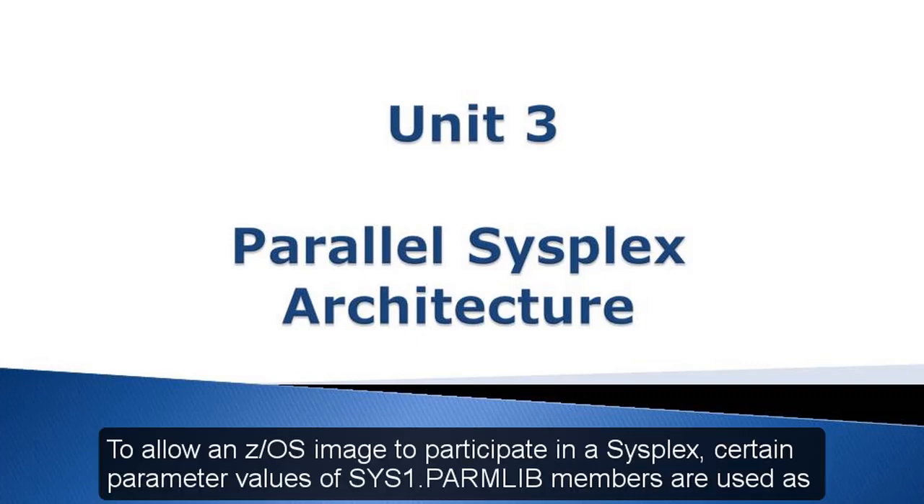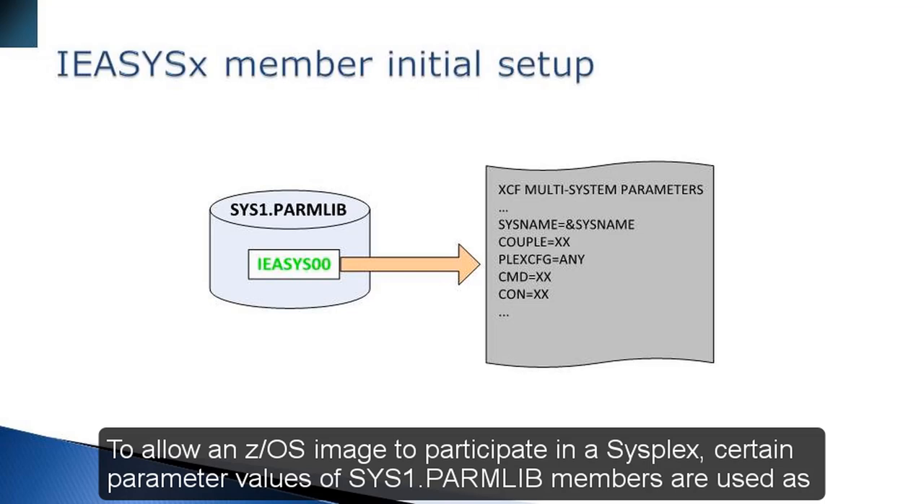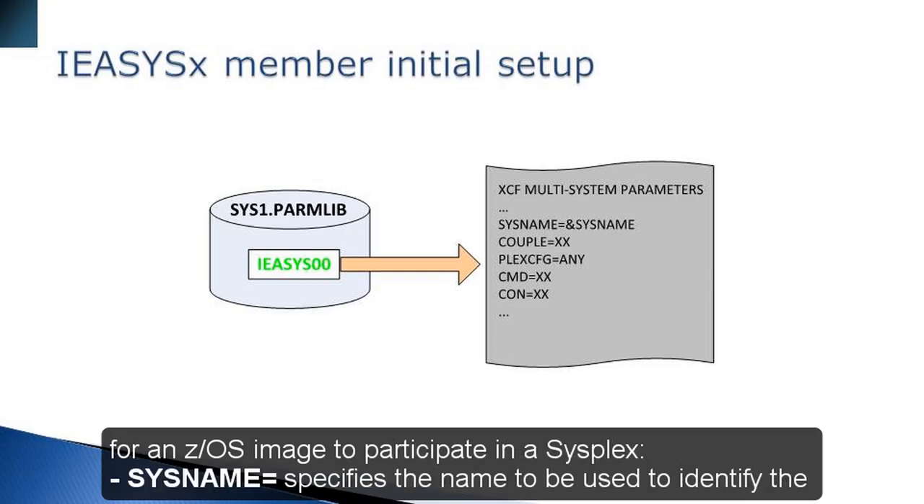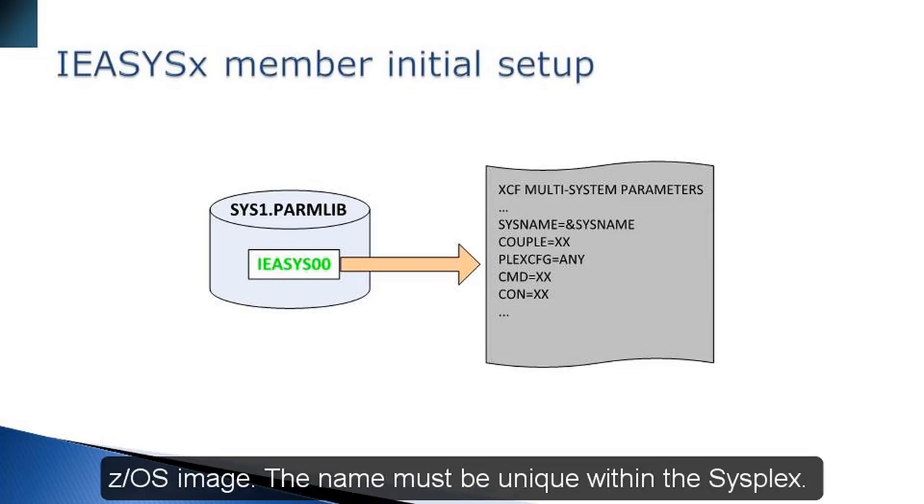To allow a z/OS image to participate in a Sysplex, certain parameter values of SYS1.PARMLIB members are used as input during z/OS image initialization. The following parameters in the IEASYSxx parmlib member are required for a z/OS image to participate in a Sysplex. SYSNAME specifies the name to be used to identify the z/OS image. The name must be unique within the Sysplex.